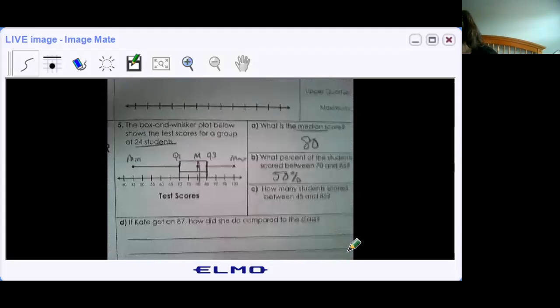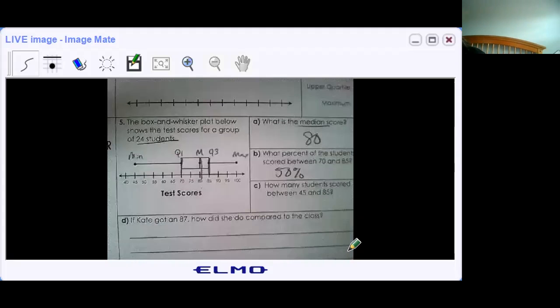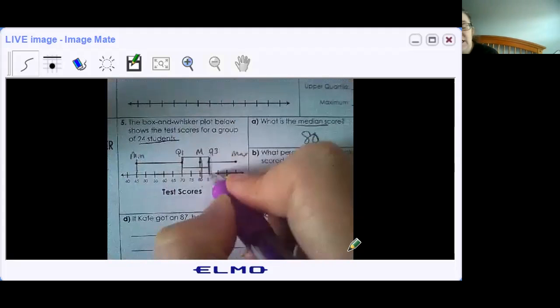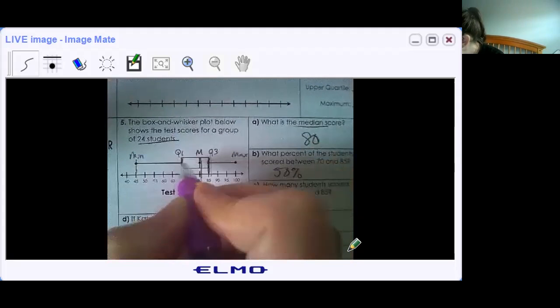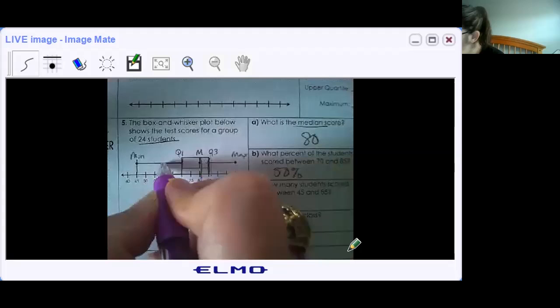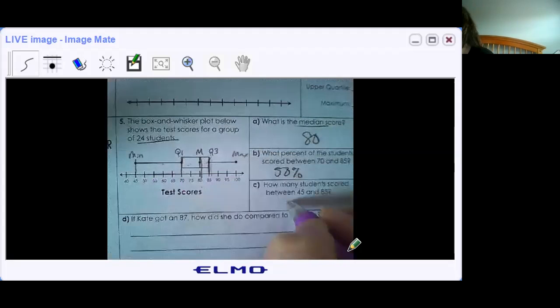Okay. How many students scored between 45 and 85? Well, let's see. Here's 45. Here's 85. How many sections of the graph does this cover? It covers 1, 2, 3 sections. Each section is worth 25%. So 25 plus 25 plus 25 is 75%.